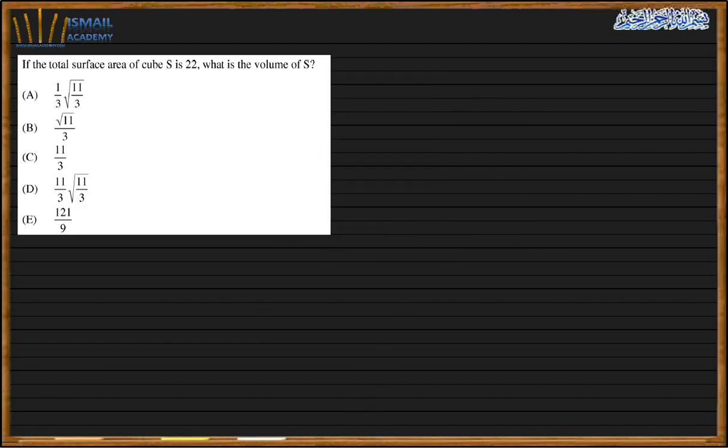Next question. If the total surface area of cube S is 22. So what is the surface area of a cube? It is 6 times the area of a face, because the cube has 6 sides and each side has x squared as area if the side is equal to x. So what is the volume of a cube? The volume of a cube is x cubed, because it's the base times the height. The base is the area, times the height. So we have x squared times x, which we call x cubed.